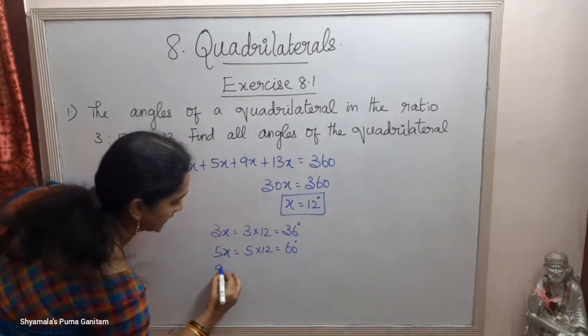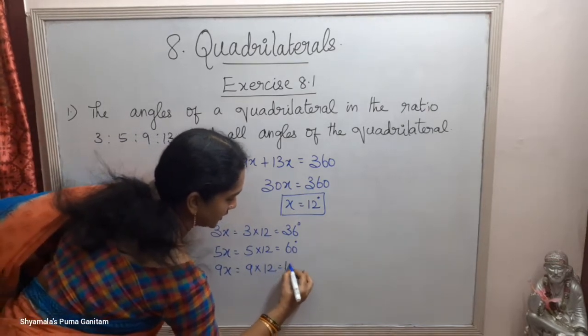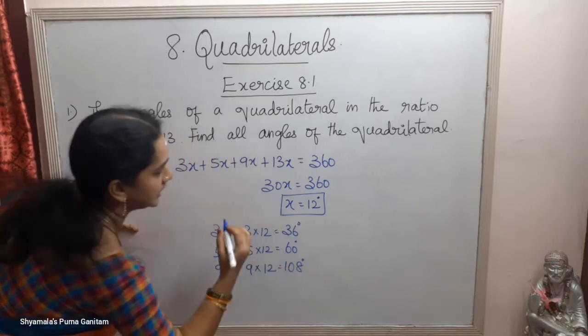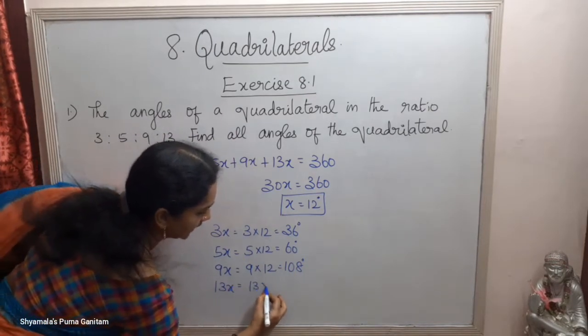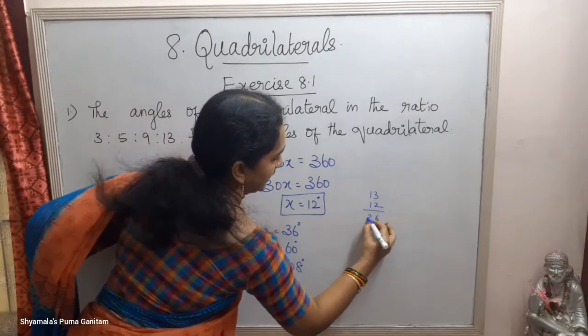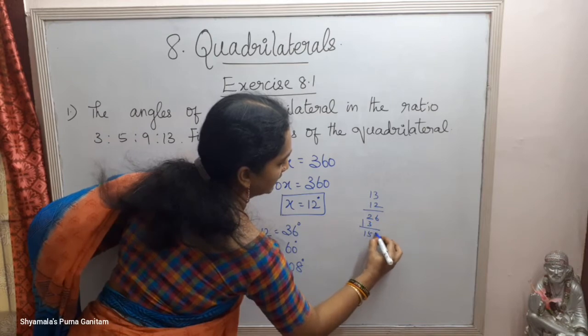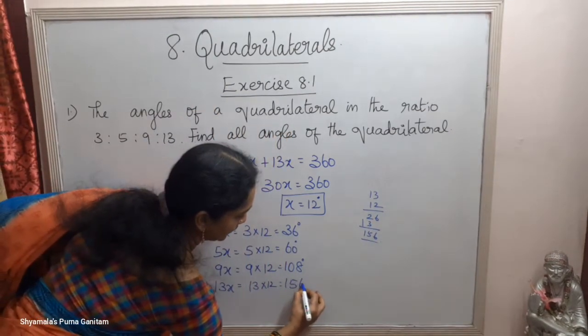Then next one is 9x. 9x is equal to 9 into 12. That is equal to 108. Then next one is 13x. 13 into 12. 13 12s are 156. That is equal to 156 degree.